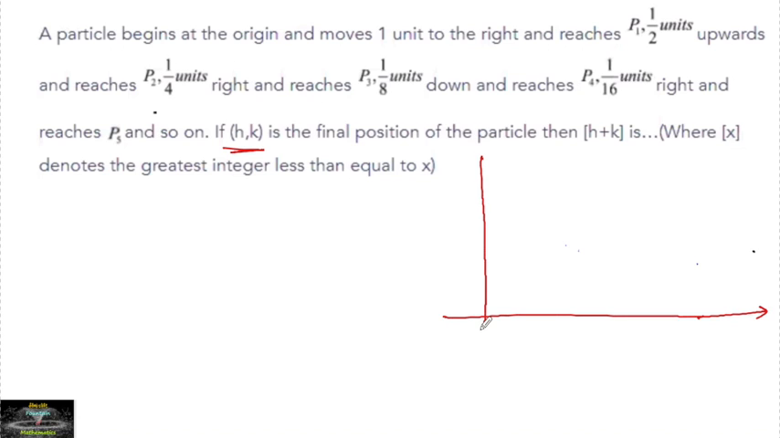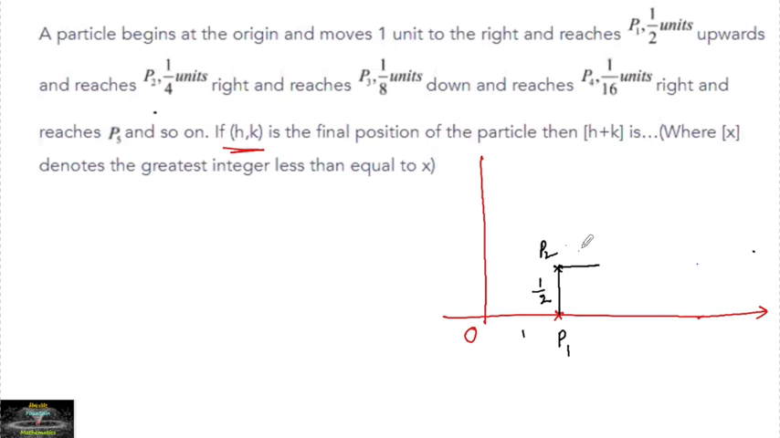So the particle begins at the origin, say O here, and moves 1 unit to the right. So let us fix a point here, 1 unit to the right, and it reaches P1. Say this is P1, 1 unit, and then 1/2 unit upwards, say this is P2, and again 1/4 unit right.